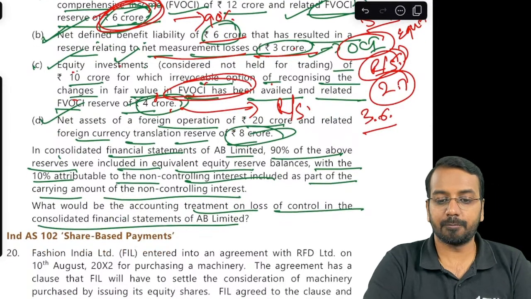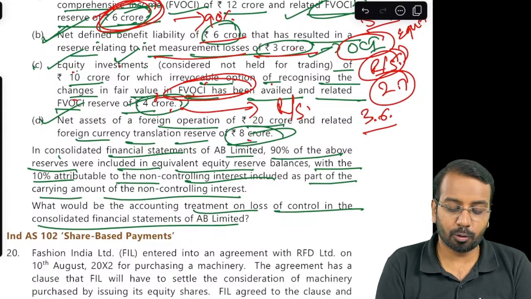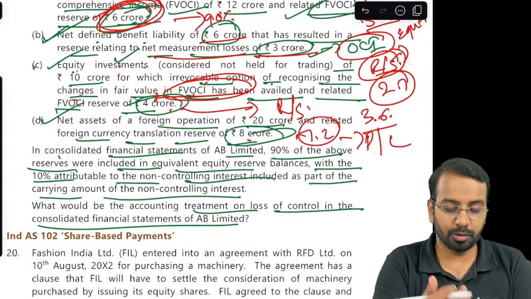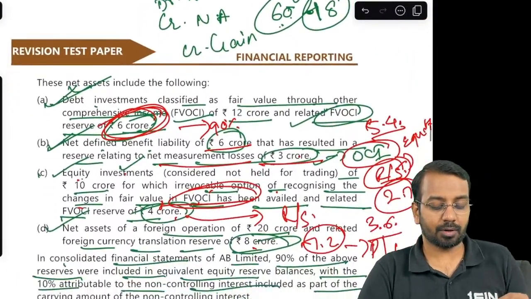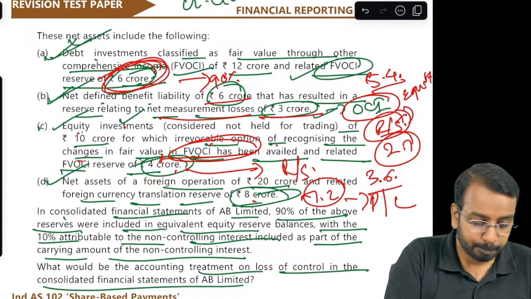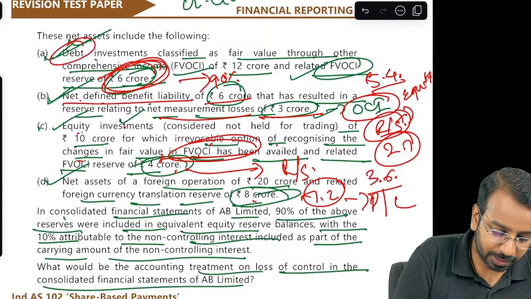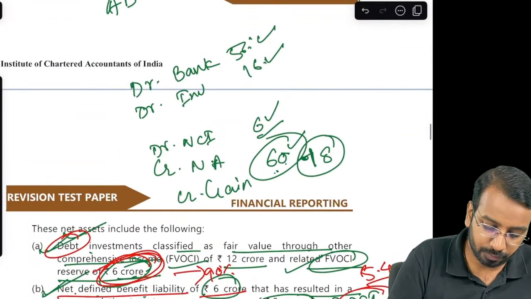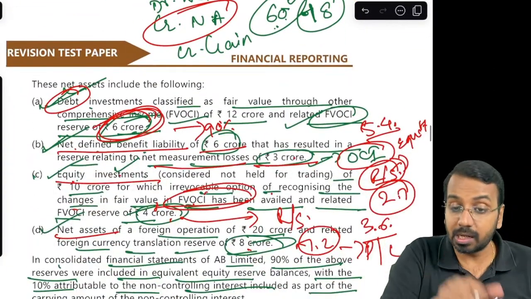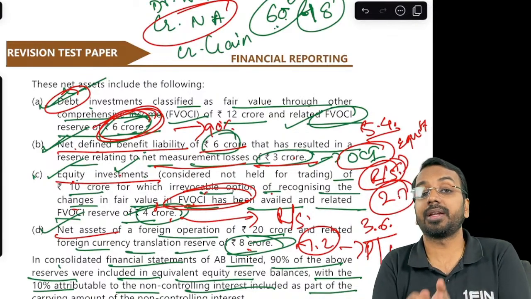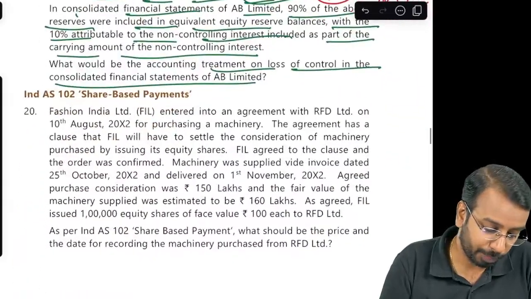Net translation foreign currency, this can go to P&L. 7.2, 90%, this will go to P&L. So basically you will transfer them to P&L. Now the thing that you have to understand here is, these items, debt, net defined benefit liability, equity investment, net asset, these will be de-recognized along with this net asset. The reserve portion that you would have added to your respective reserves, that has to be reclassified in the consolidated P&L. Okay.